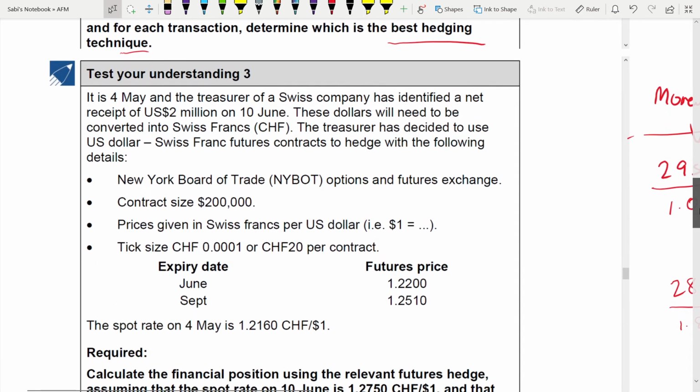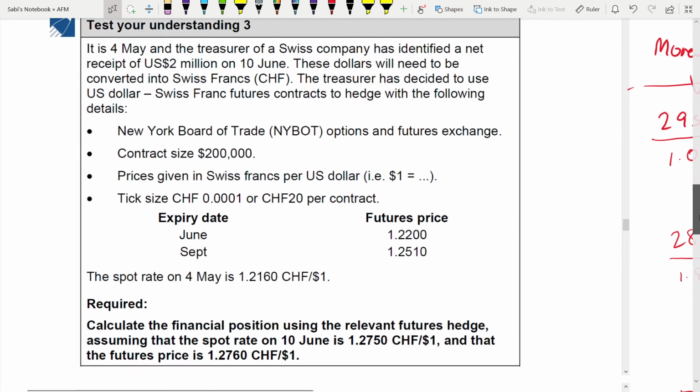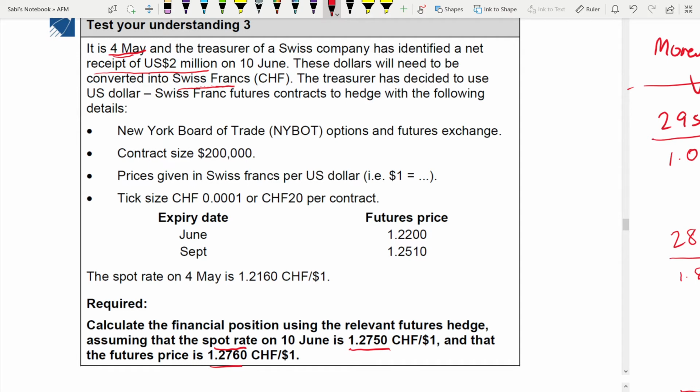So here, calculate the financial position using the relevant future hedge, assuming the spot rate. They have given you the spot rate and the future price. Okay, it is 4th May. Very important is the date, because based on that you will decide which future you will take, the next closest one to it. And Treasury has identified a net receipt of US dollar 2 million on 10th June. This dollar will need to be converted into Swiss franc. The treasurer decided to use the US dollar Swiss franc future as follows.